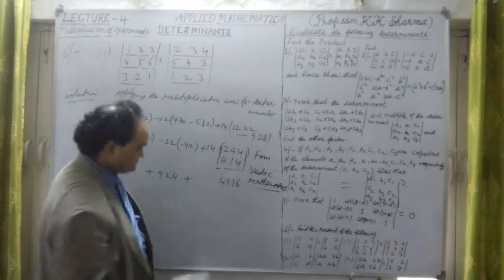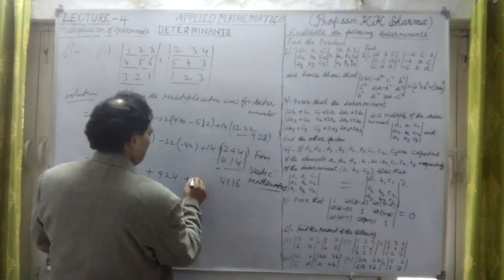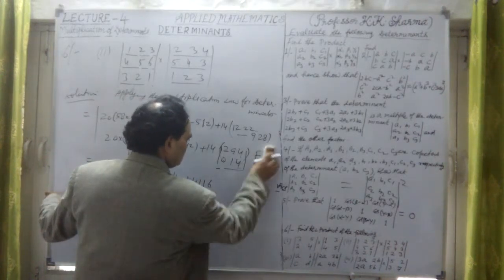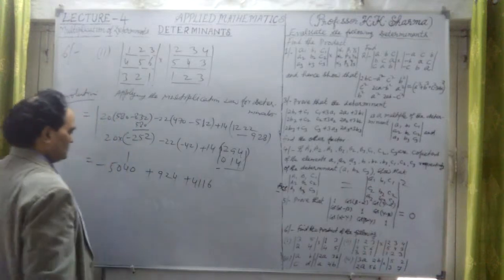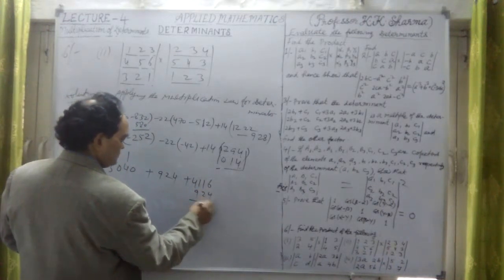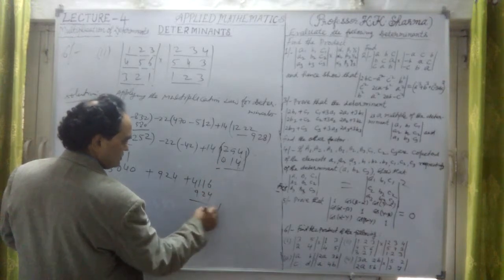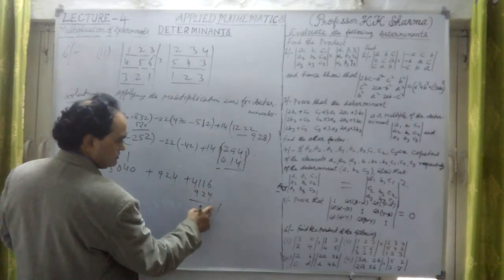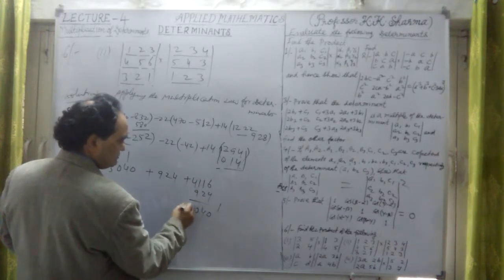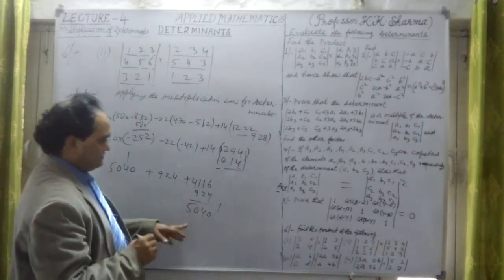So now, this is 4116. Okay, now let us add them, these two. 6 plus 4 is 10, 1 carry. 2 plus 1, 3 and 1, 4. 1 plus 9, 10, 0, 1 carry. This is 5, because 4 plus 1, 5.